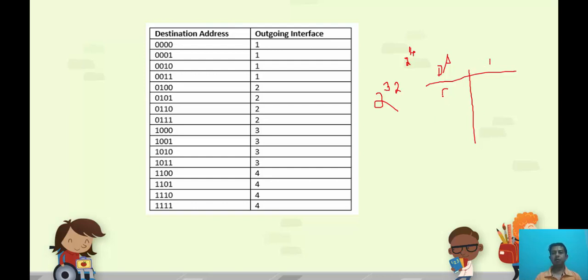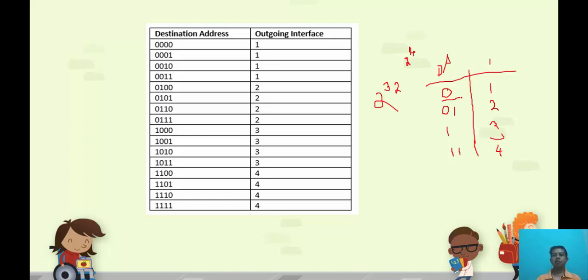If my address starts with 0, the packet has to be transferred to interface 1. If my starting address is 01, the packets are to be transferred to interface number 2. If my destination address starts with 1, the packets have to be transferred to interface 3, and if the destination address starts with 11, this has to be transferred to interface number 4. Now, using these techniques, I have reduced the size of this forwarding table from 16 entries to simple 4 entries.